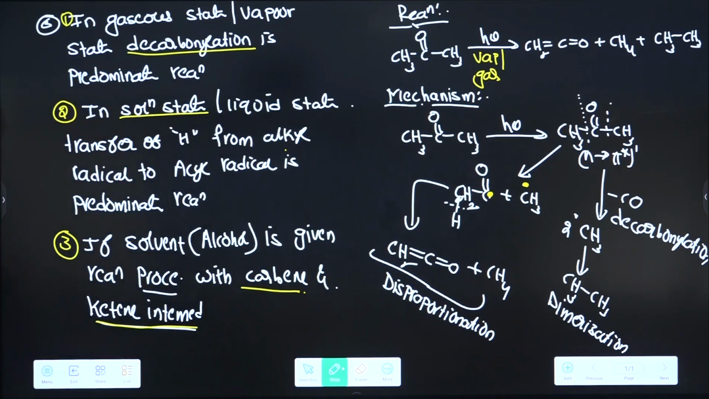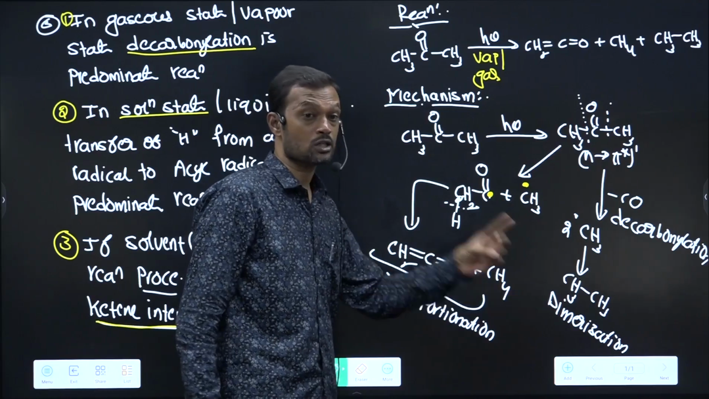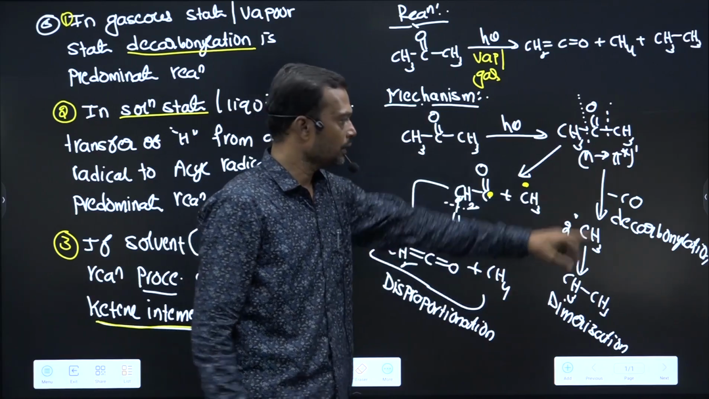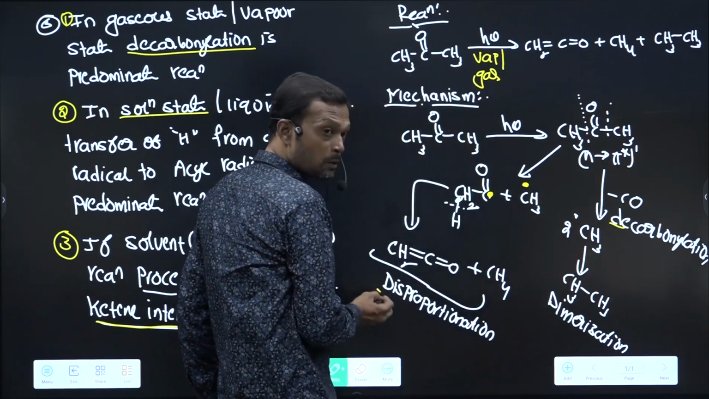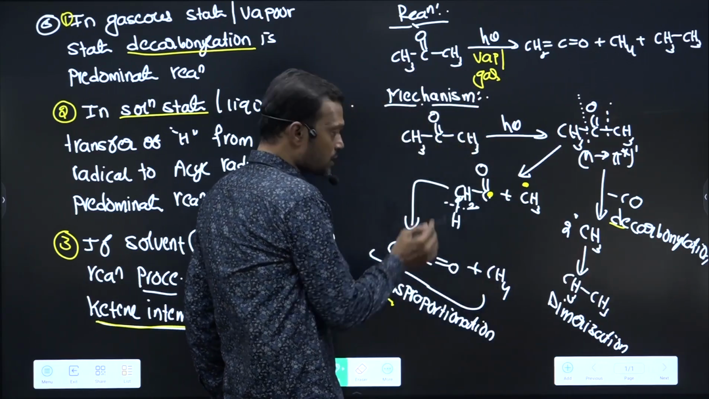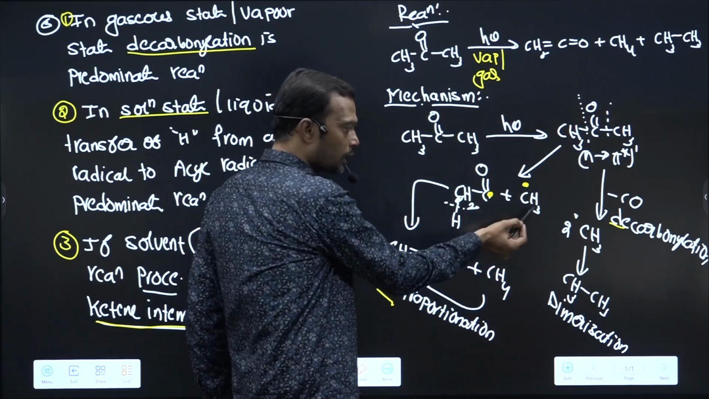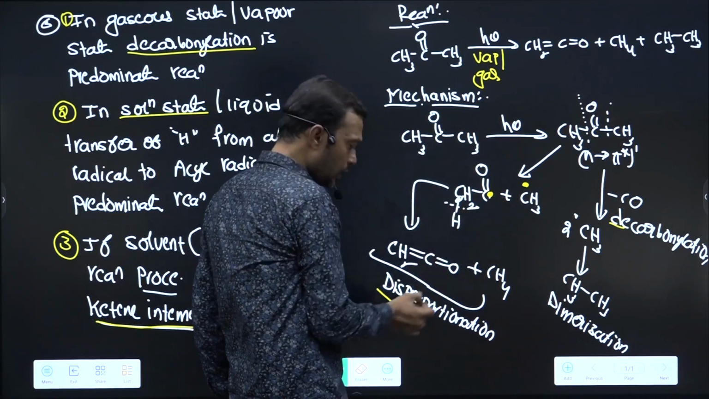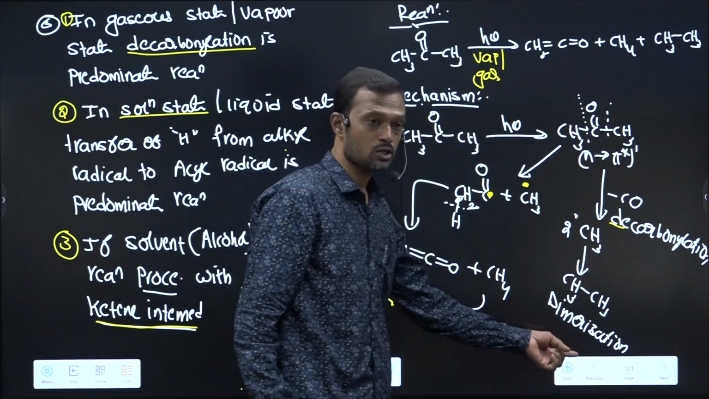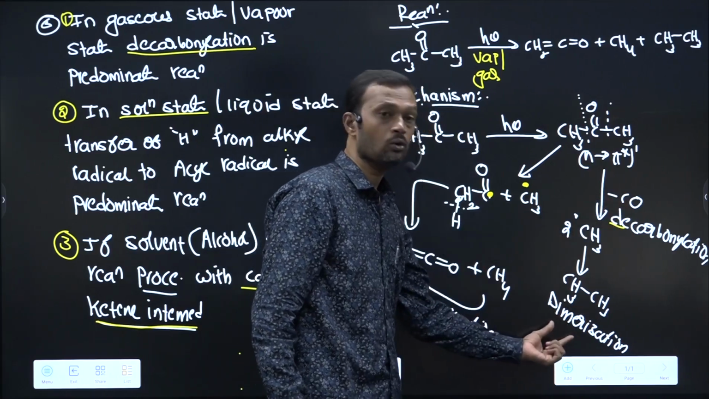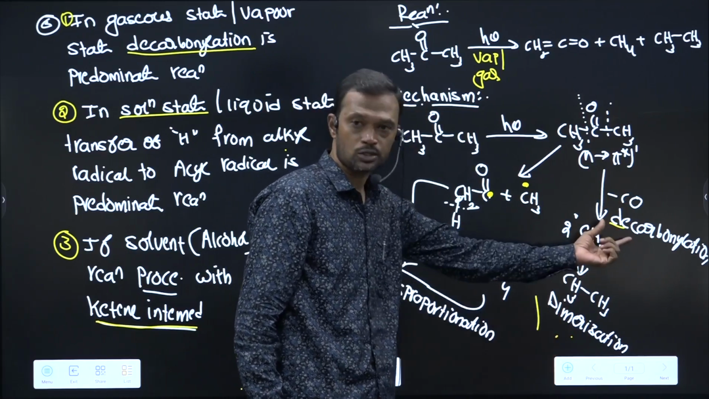So what are the three common reactions? Decarbonylation, disproportionation, dimerization. Start with three Ds: D, decarbonylation, most familiar. Then followed by disproportionation. When acyl transfers hydrogen to alkyl, or else alkyl transfers hydrogen to acyl, those reactions are called disproportionation reactions. Then finally dimerization. After decarbonylation they may undergo dimerization.